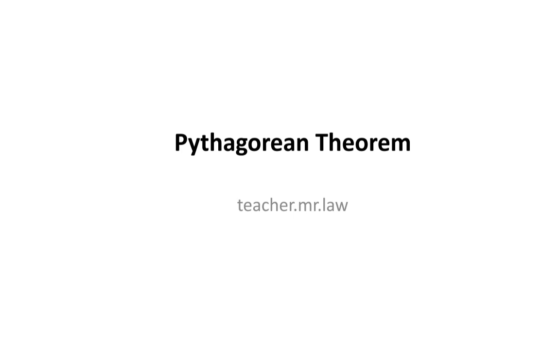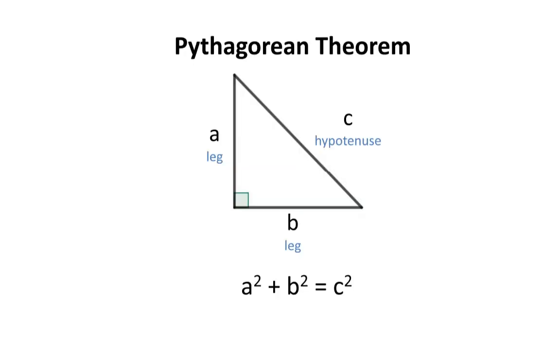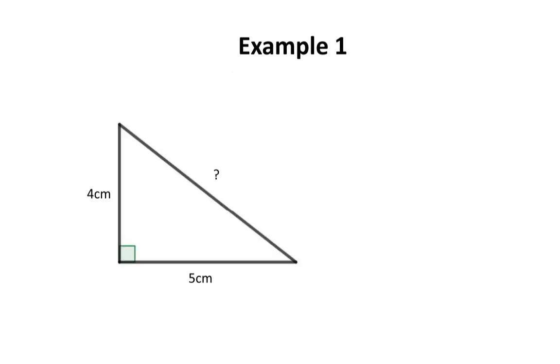In today's lesson, we're going to be learning about Pythagorean theorem. As discussed in a previous lesson, Pythagorean theorem describes the relationship between the sides of a right triangle. As an equation, it is a squared plus b squared equals c squared, where a represents the length of a leg, b represents the length of another leg, and c represents the length of the hypotenuse, which is always the longest side. In our first example, we need to determine the length of this hypotenuse.